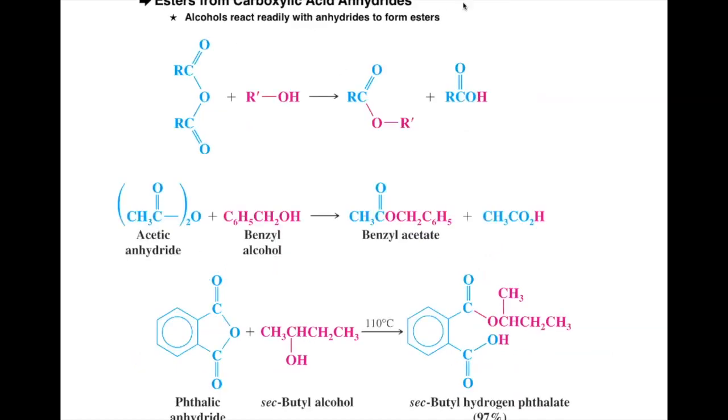Okay. We can also react an acid anhydride with an alcohol to form the ester plus your carboxylic acid. Okay, so halimbawa, acetic anhydride with benzyl alcohol, you form your benzyl acetate plus acetic acid. Or you can have phthalic anhydride plus the alcohol, okay, you form your ester. Okay. Tapos may matitira pa kayo. Carboxylate.